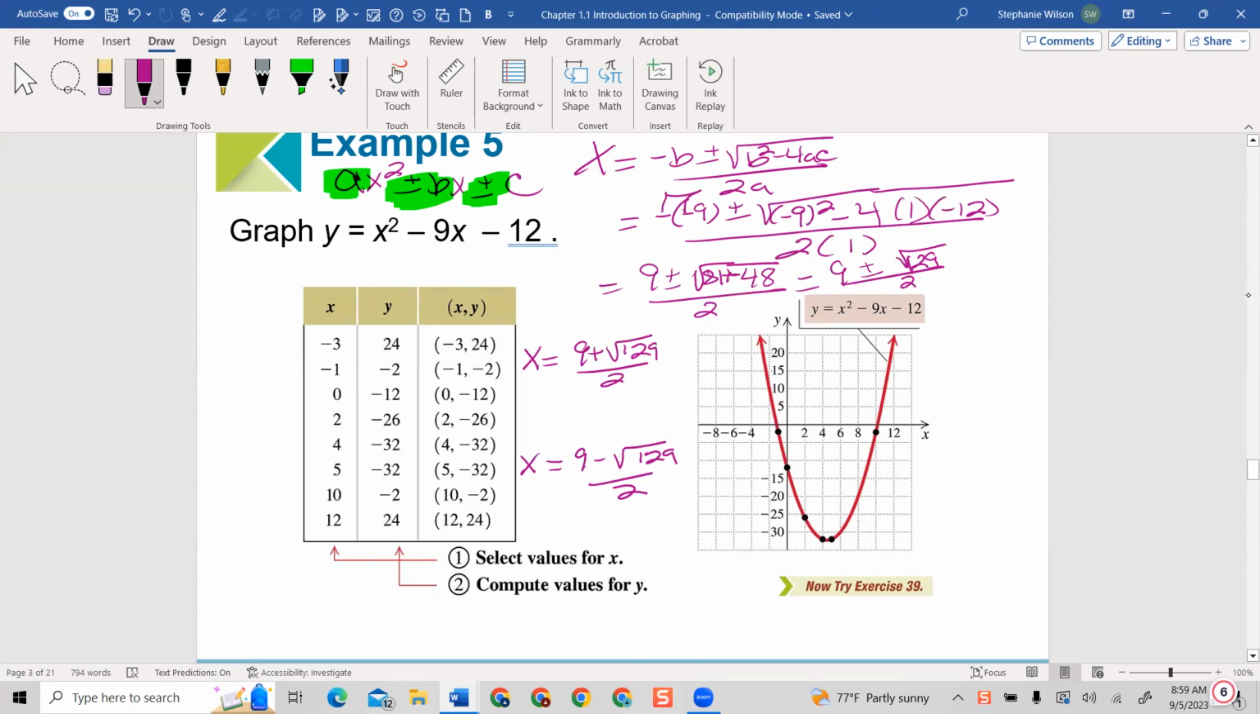So I got 9 plus that square root of 129, all divided by 2. It gave me a long decimal, so I'm going to do an approximation. I'm going to use the squiggly lines, and I'm going to round to the nearest tenth. So it gives me 10.2 for my x value, and then I'll do the same for this next one.